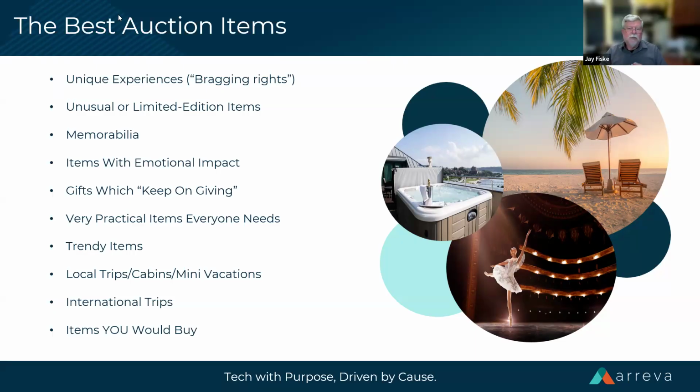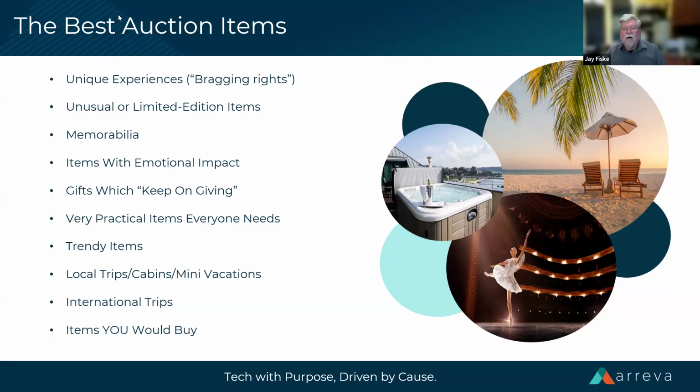Practical items sell well. Trendy items sell well. There were times in years past we couldn't get enough Beanie Babies. We sold Beanie Babies like crazy. Assortments of Beanie Babies always sold really, really well. Cabins, trips, little mini vacations, those always sell really, really well. International trips will sell well.